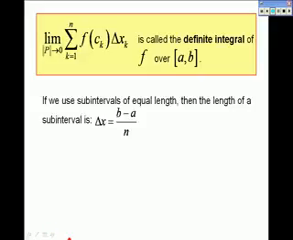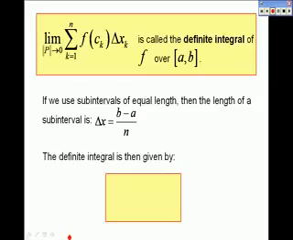If I have this interval from A to B, I can figure out the subinterval widths by saying B minus A all over N. Now what's N? N would be the number of subintervals. So if I went from 0 to 4 and I wanted 4 subintervals, I'd take 4 minus 0 and divide by 4. So whatever N is, it's just the number of subintervals. And from there, we can adjust to this notation. So let's think on this for just a moment.